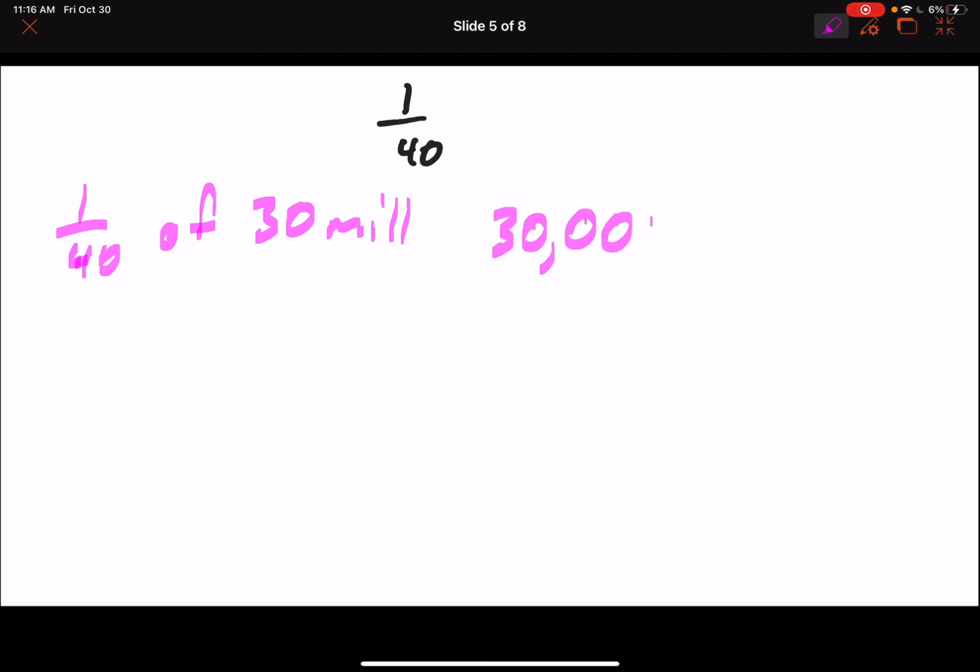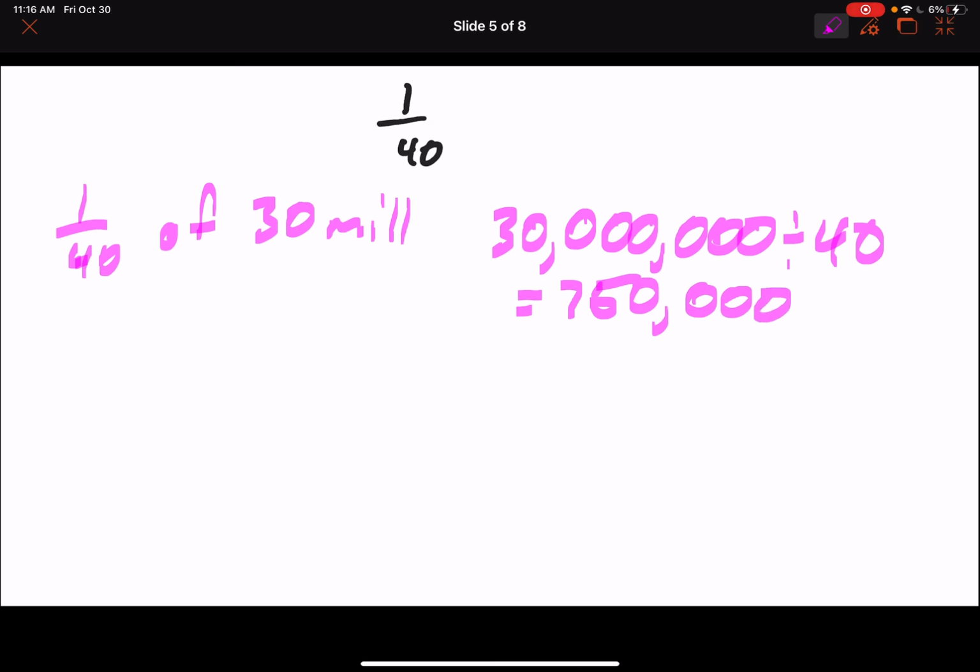Well, let's take 30 million people and divide that by 40. What does that equal? Pause the video and do that for yourself. All right, so that would be 750,000 people. Is that a lot of people or a little bit of people?